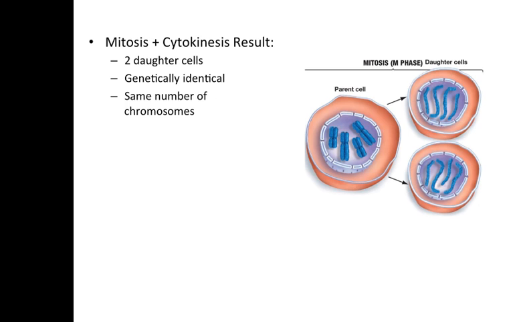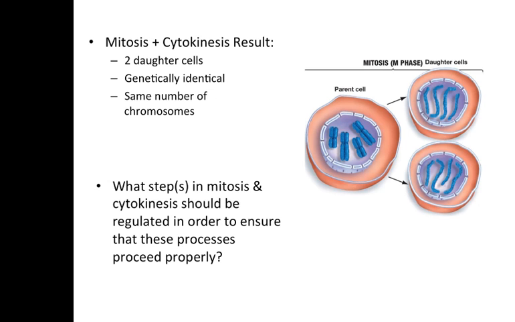You are now ready to put together what you know about mitosis and cytokinesis to think integratively about the cell cycle and the regulation of the cell cycle. What step or steps in mitosis and cytokinesis should be regulated in order to ensure that these processes proceed properly? We will apply these concepts and address this question in lecture as we continue to discuss the cell cycle and its regulation. Answers to the thought questions are on the next slide.